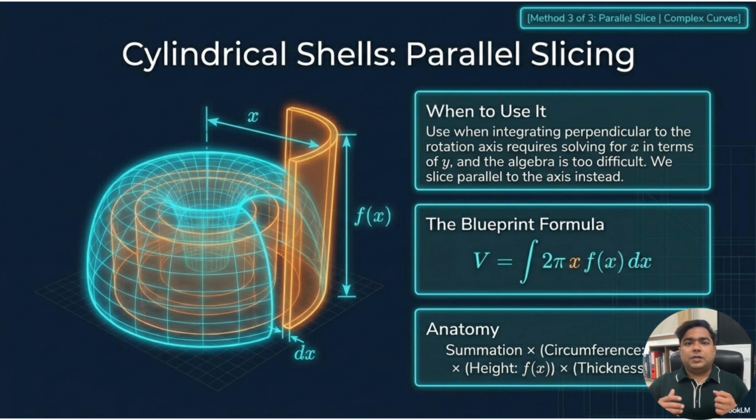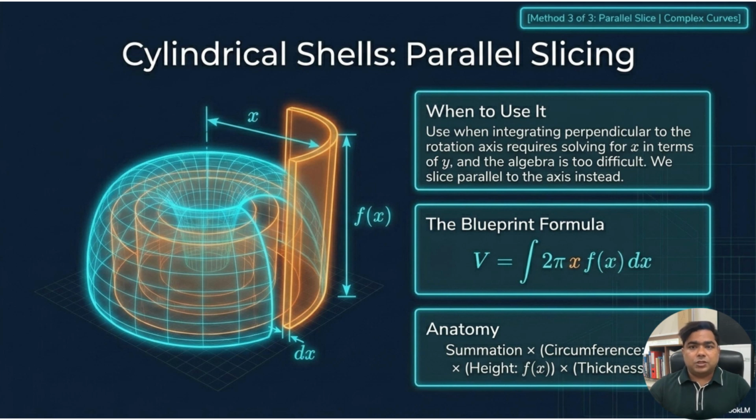Now we come to the cylindrical shell method. The shell method is different from the disk and washer methods. In the disk and washer method, slices are usually perpendicular to the axis of rotation. But in the shell method, we use slices that are parallel to the axis of rotation. When a vertical rectangle is rotated around the y-axis, it creates a thin cylindrical shell.